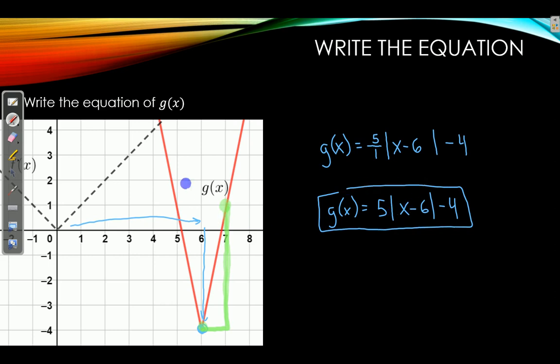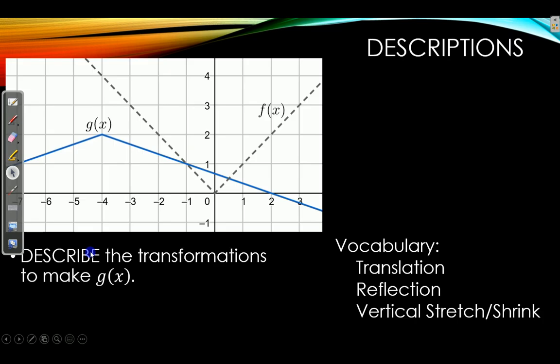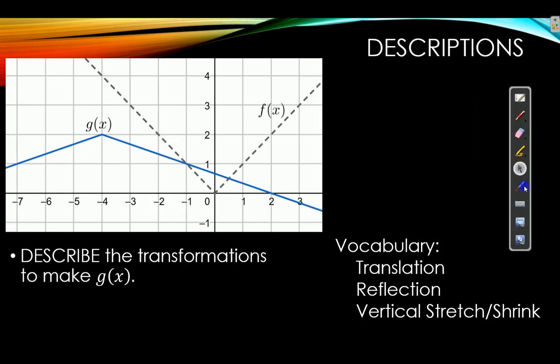If you type that into GeoGebra, you will get the red V. All right, next slide here, I want you to try that as well. So pause the video, see if you can write the equation of g of x over here on this side. All right, moving on. You should also be able to describe the transformations. So here's the parent function, the dashed lines. How do you move that parent function over to g of x? You should be able to describe that in words.